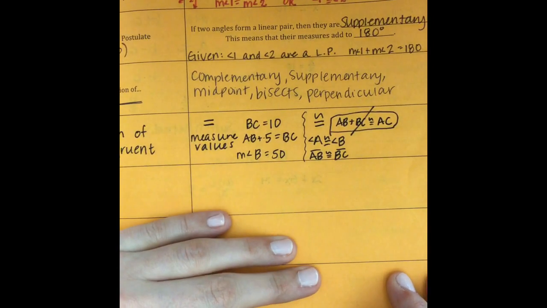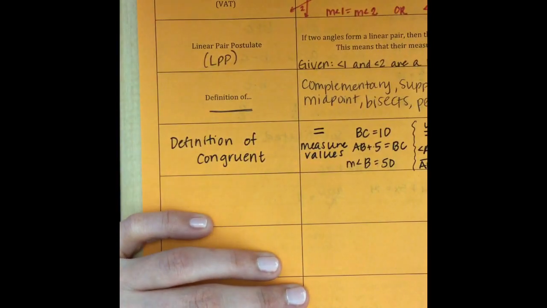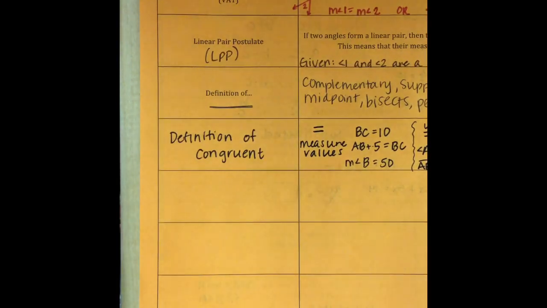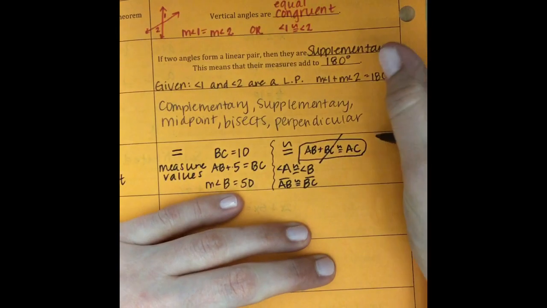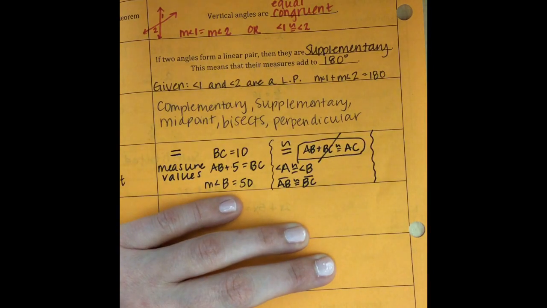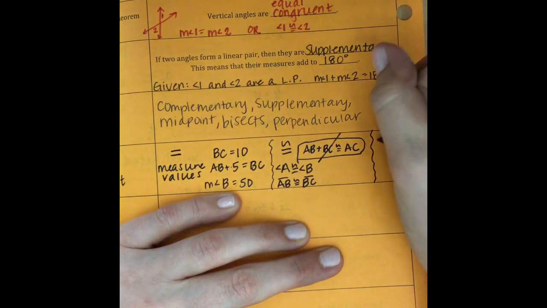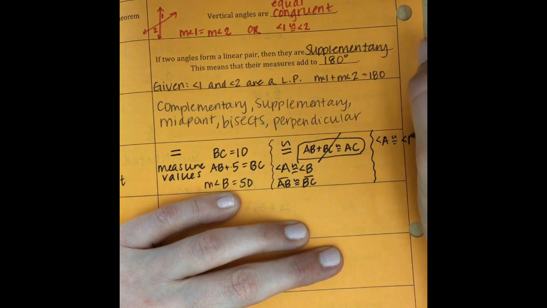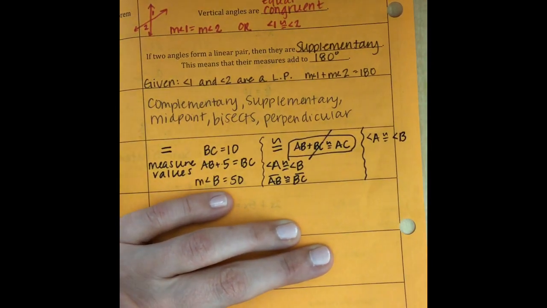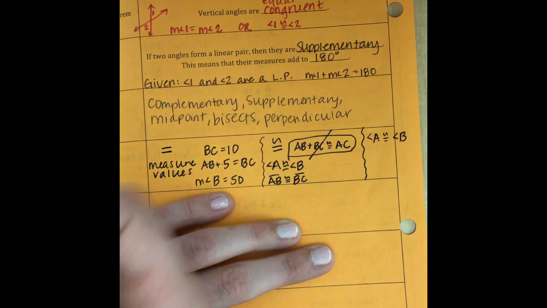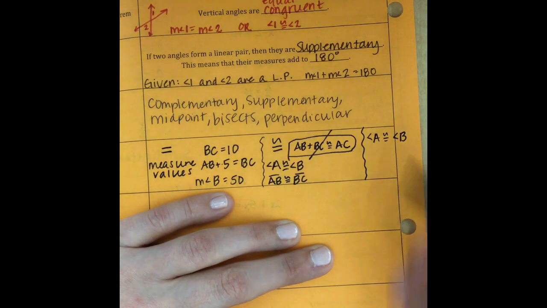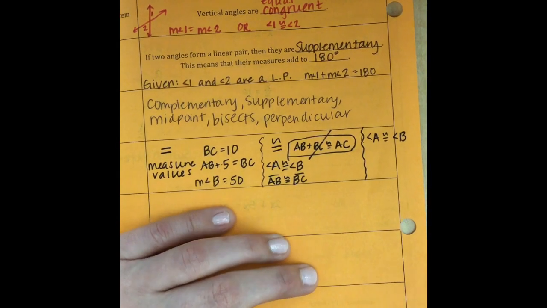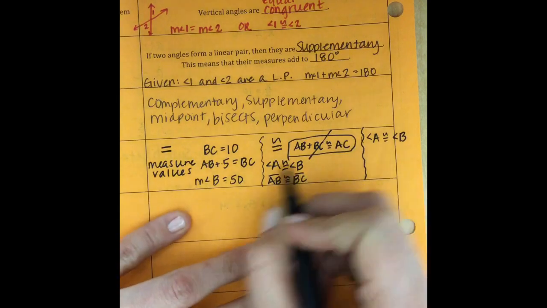So the times you're going to use definition of congruent is anytime you need to switch from equals to congruent or congruent to equals. An example could be something like this. Let's say you are told that angle A is congruent to angle B, and maybe it's one of those problems where I tell you that A and B are complementary and you need to be able to substitute. You cannot substitute with congruence because I would be putting it into an equation, and we don't substitute angle A, we substitute the measure of angle A. We don't substitute segment BC, we substitute the length BC.